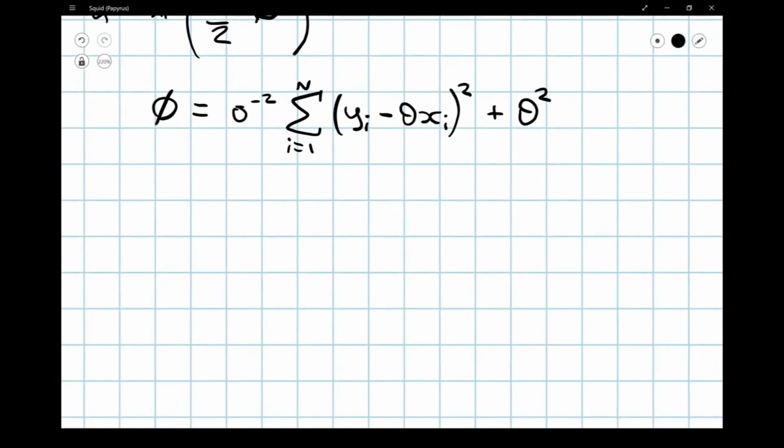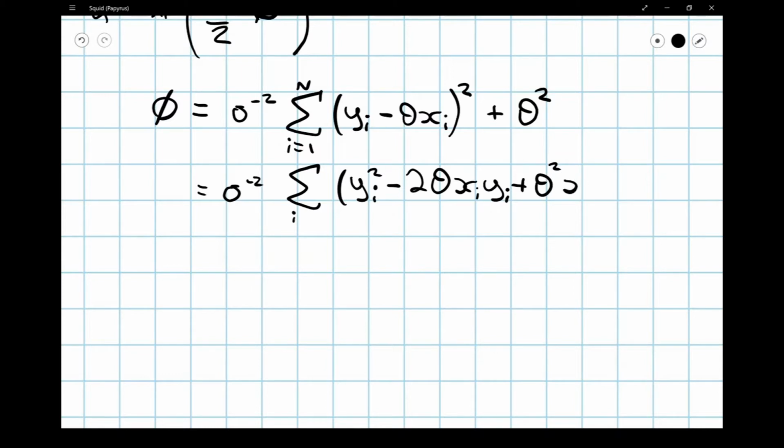Right, so now we'll just expand the bracket there. So we still have a sigma to the -2, summation over i. We have yi squared - 2 theta xi yi plus theta squared xi squared plus theta squared.